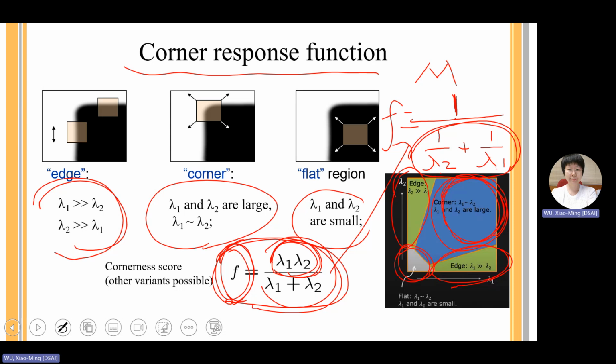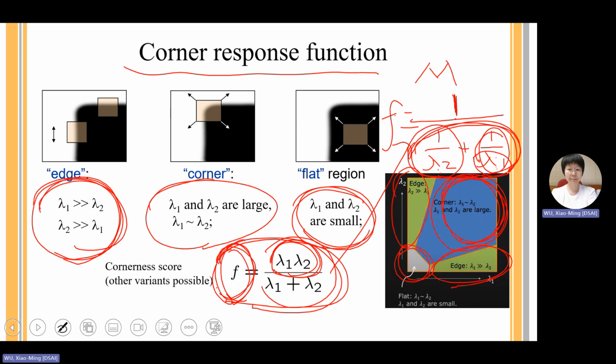And when both lambda 1 and lambda 2 are small, then this term will be large and f will be small. And similarly, if either one of them is large, this is the edge case, it's in between. Because if lambda 1 is pretty large, then this term is close to 0. And if lambda 2 is small, then this term is quite large. Okay.